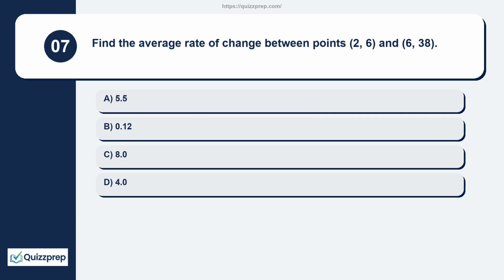Question 7. Find the average rate of change between points (2, 6) and (6, 38). 5.5, 0.12, 8.0, 4.0.